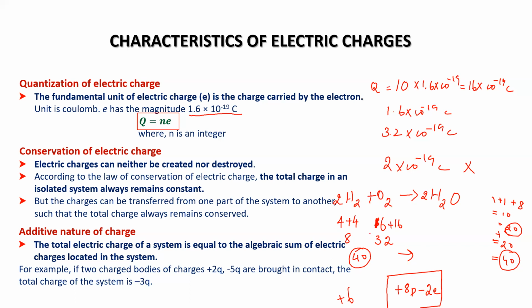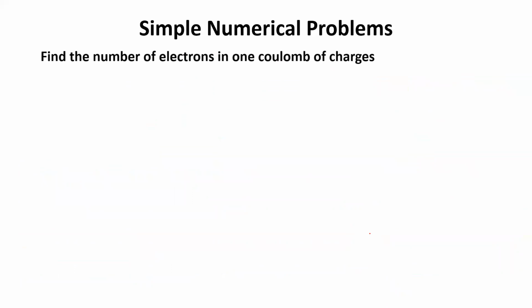So these are all the general characteristics of electric charges. Based on these, we are going to discuss simple numerical problems. The first one: find the number of electrons in 1 coulomb of charge. Just think about only 1 coulomb of charge like this. Your given value is only 1 coulomb. Now you have to find the total number of electrons needed to get 1 coulomb of charge.